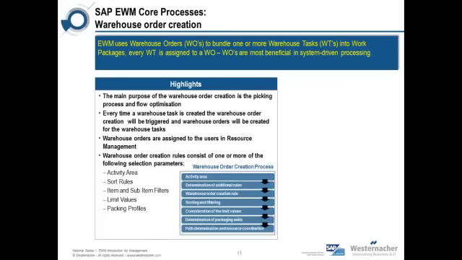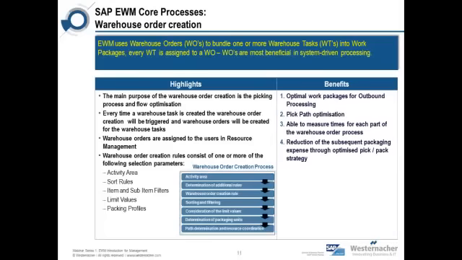Warehouse order creation rules consist of one or more of the following selection parameters: activity areas, sort rules, item and sub-item filters, limit values, and packing profiles. The benefits of warehouse order creation include optimal work packages for outbound processing, pick path optimization, the ability to measure times for each part of the warehouse order process, and reduction of the subsequent packaging expense through optimized pick path strategies.